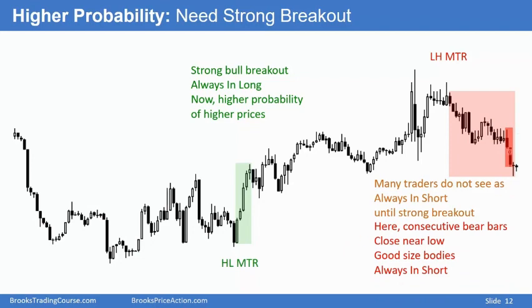Consecutive bear trend bars again. We have consecutive bear trend bars here, closing on their lows, and again here. At this point or this point, most traders would conclude the market is in control of the bears and that we're going lower.